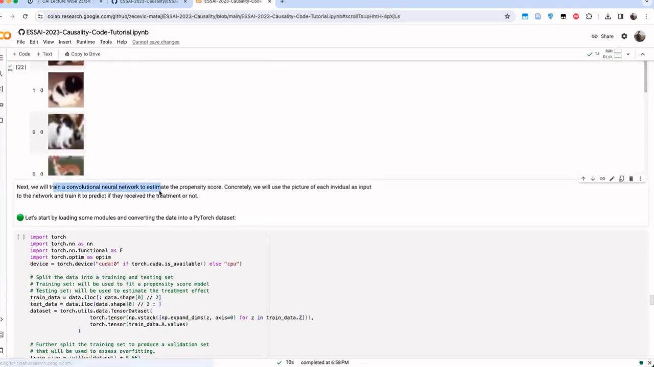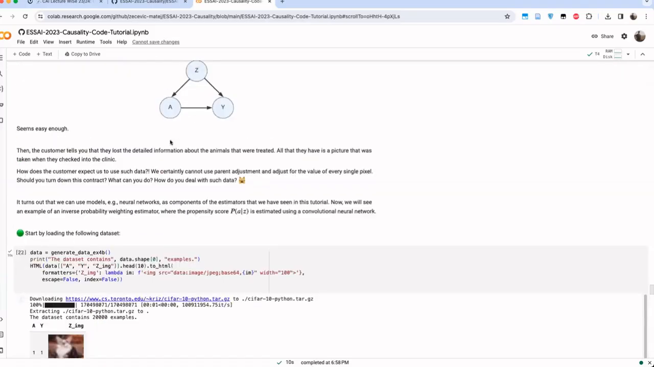And so now what we're going to try to do is estimate this propensity score, right? So with the data set we have here, we're going to try to figure out if we can predict, based on the image, whether someone gets treated or not, right? So again, remember the setting, yeah? It tells you that they lost detailed information about the animals that were treated, right? So essentially they don't know about the confounder, right?